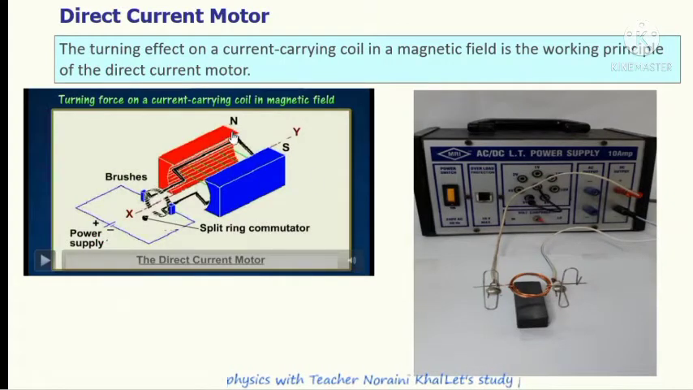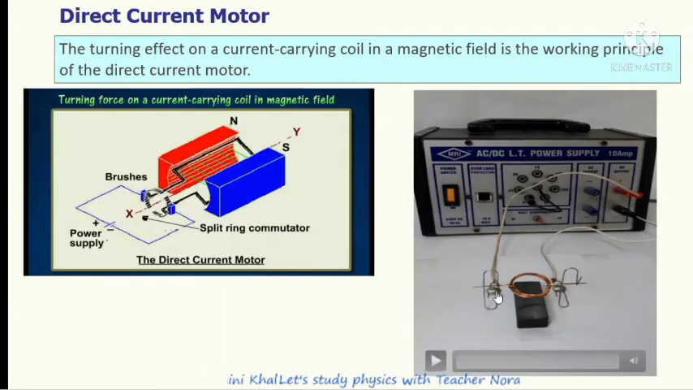The principle that we discussed about the turning effect of a current carrying conductor in a magnetic field, especially in this case a coil, is applied in the direct current motor. So this is the picture of a DC motor. As you can see, there is a split ring commutator, carbon brushes, and a power supply, which is direct current. The coil is placed in the magnetic field of a permanent magnet. So this is the basic structure for a direct current motor.